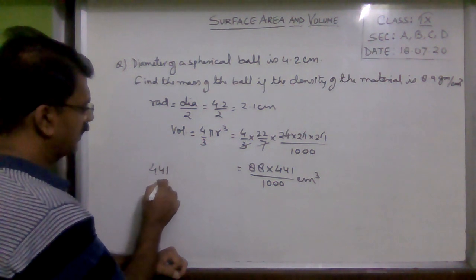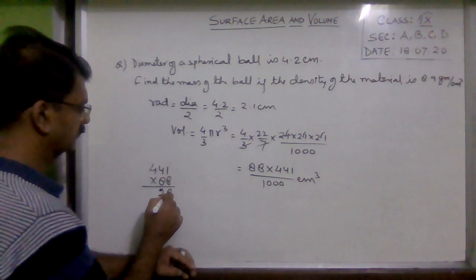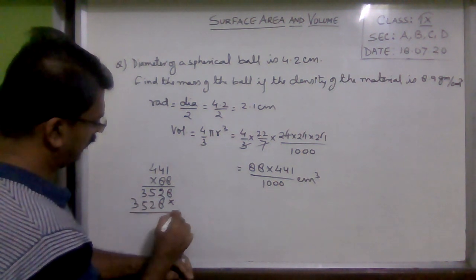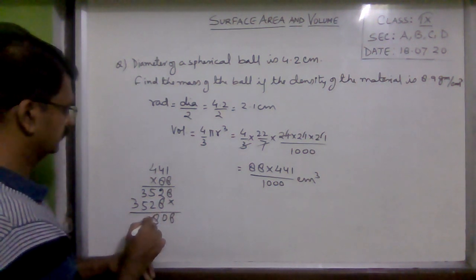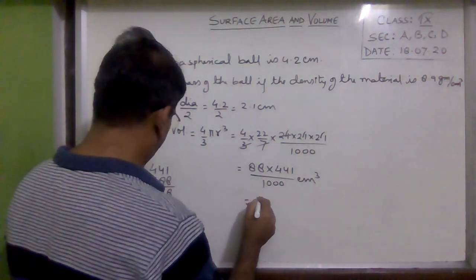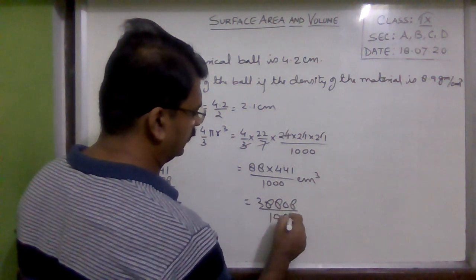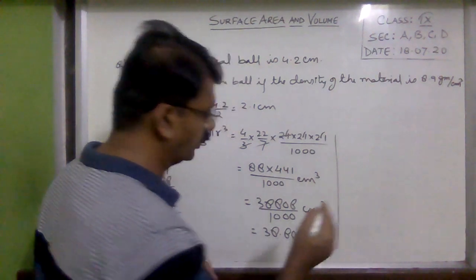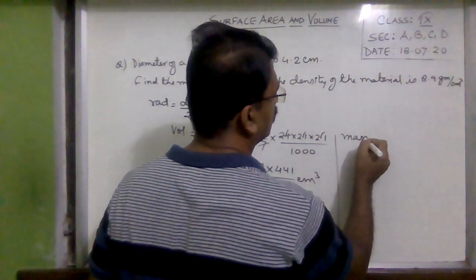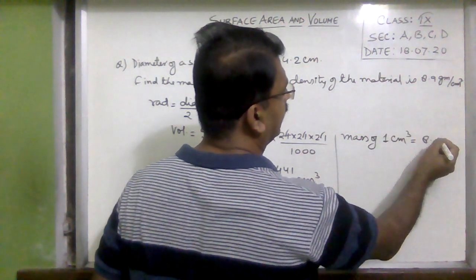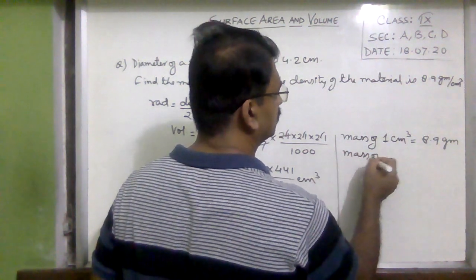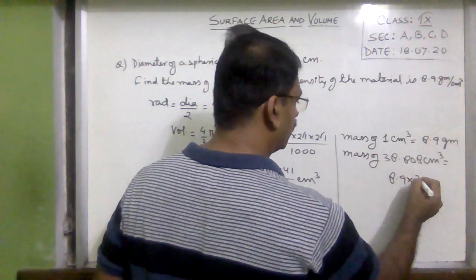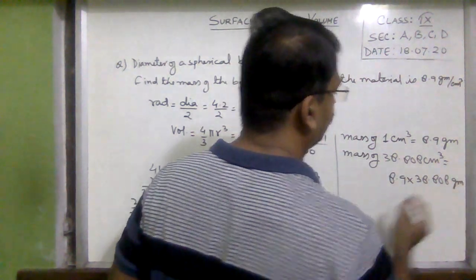Now first of all, you multiply. So it is 38808 upon 1000 centimeter cube, or you can say 38.808 centimeter cube. That is the volume of the ball. Now, mass of 1 centimeter cube is equal to 8.9 gram. Then mass of 38.808 centimeter cube will be 8.9 into 38.808 gram.